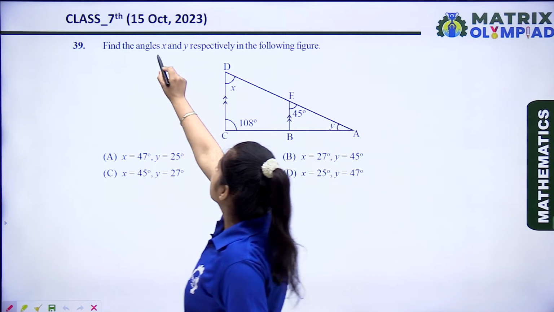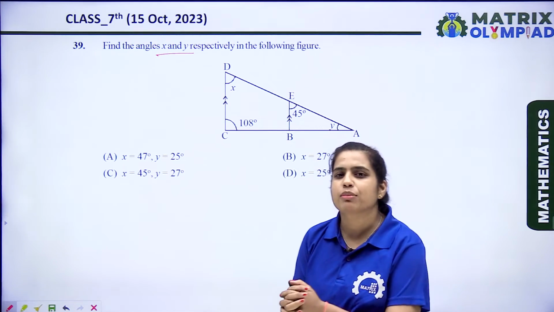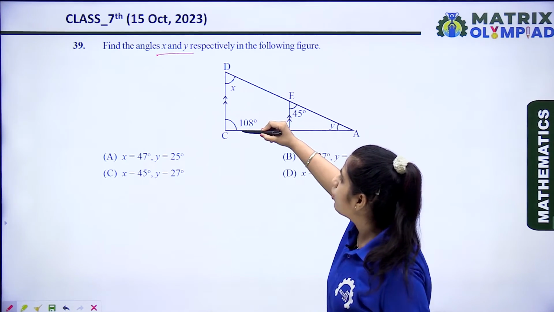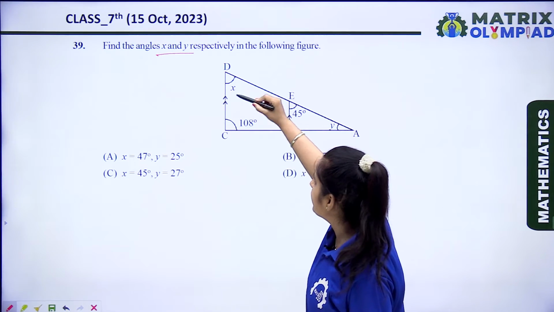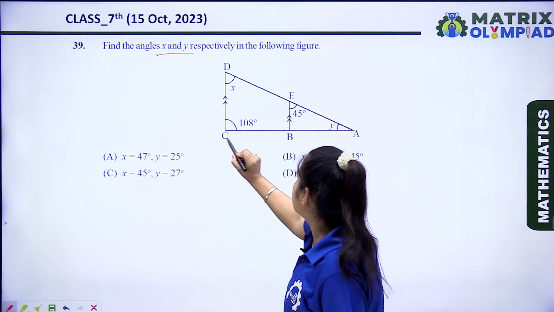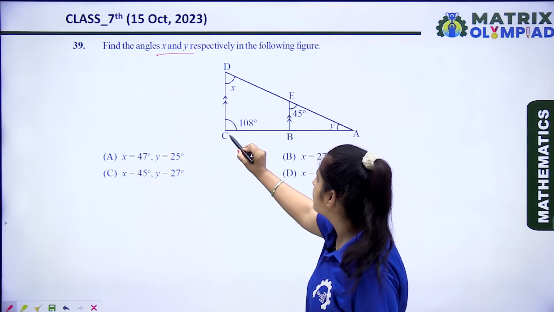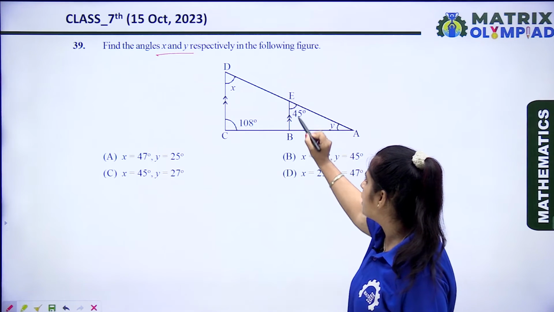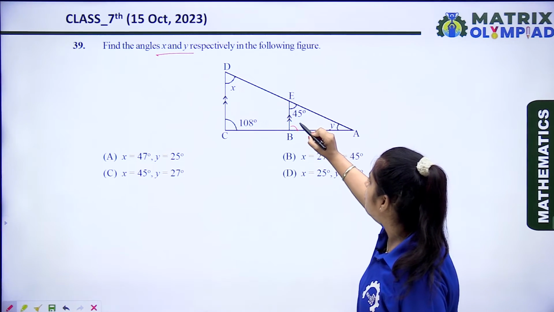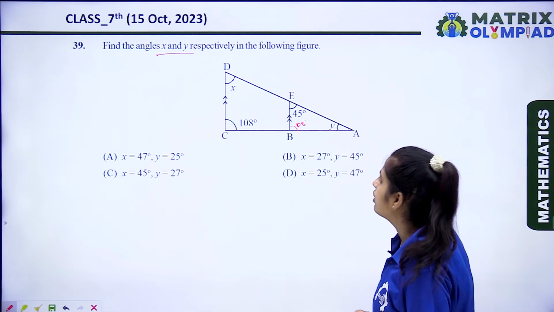Find the angles x and y respectively in the following figure. आपके पास एक फिगर गिवन है और यहाँ पर आपको बोला गया है you have to find out the value of x and y. तो यहाँ पर ऑब्जर्व करने के बाद हमें ये दिखाई दे रहा है कि CD line and BE line are parallel to each other. तो पैरेलल लाइन से CB लाइन ट्रांसवर्सल हो गई है, जिसकी वजह से एंगल DCB इज इक्वल टू EBA. तो दिस इज ऑल्सो 108.